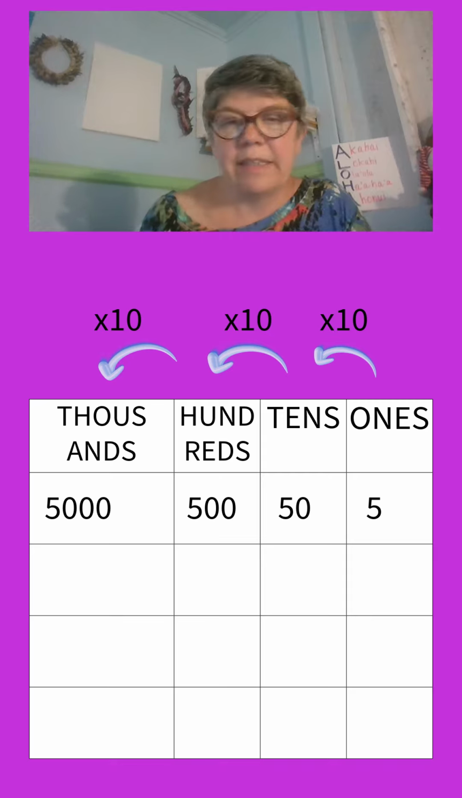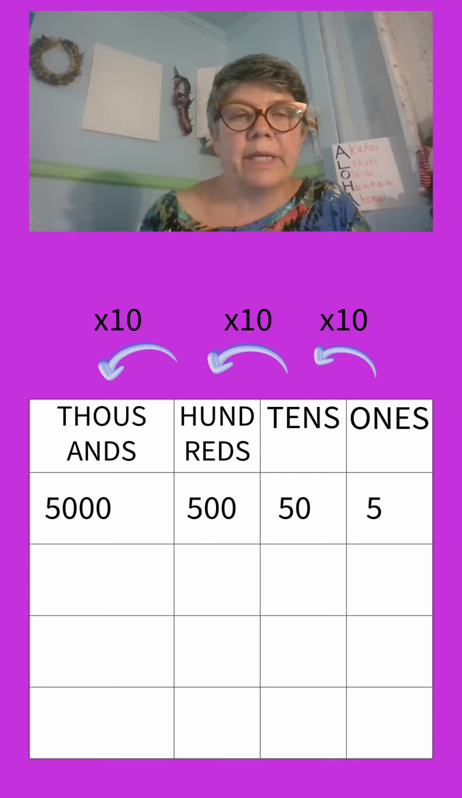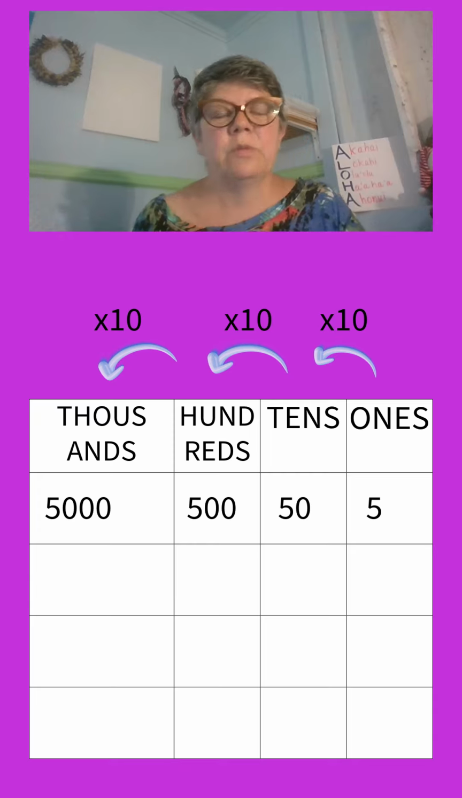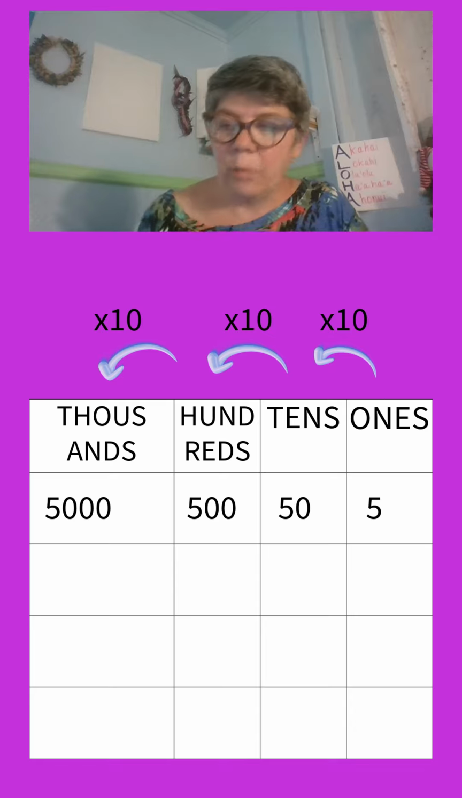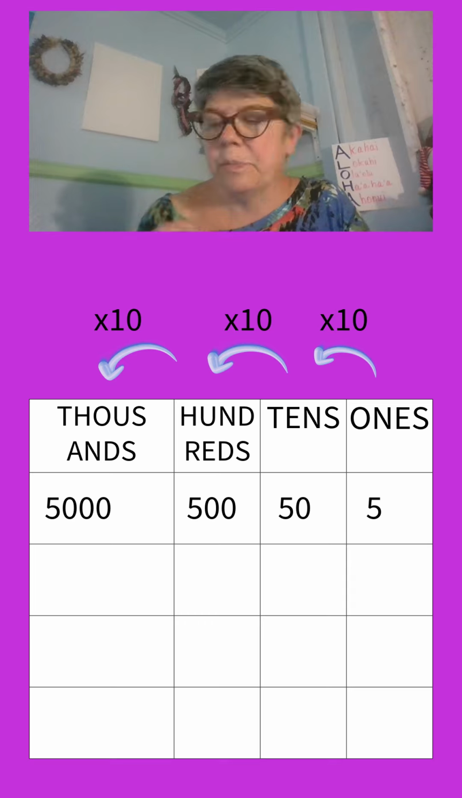And we can look at the zero patterns here, right? When we multiply by 10, we add a 0. When we multiply by 100, we add 2 zeros. When we multiply by 1,000, we add 3 zeros. So think about those patterns.